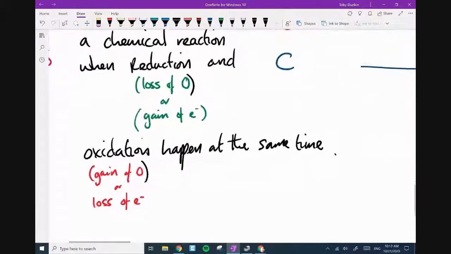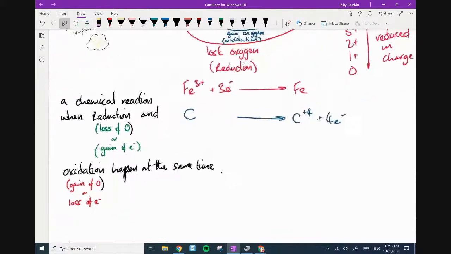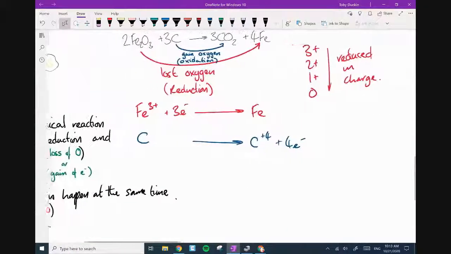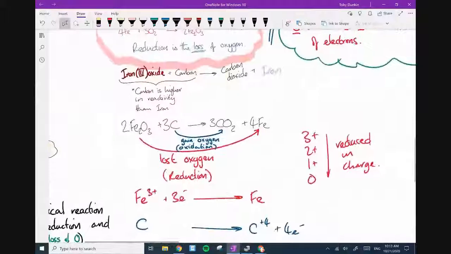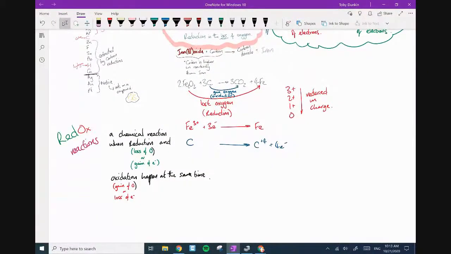Anyway, a chemical reaction where reduction and oxidation happen at the same time. So in this case, this is actually a redox, but we don't call it that. We call it a reduction because we're making iron. I know that's really weird. I get it. I do.